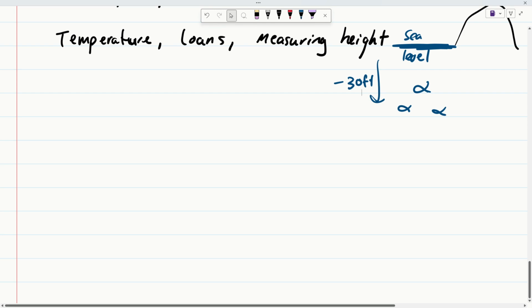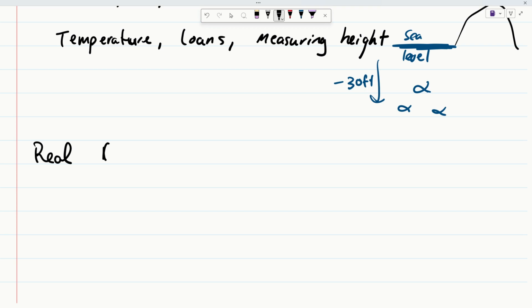And then the last thing I want us to look at are these things called real numbers.